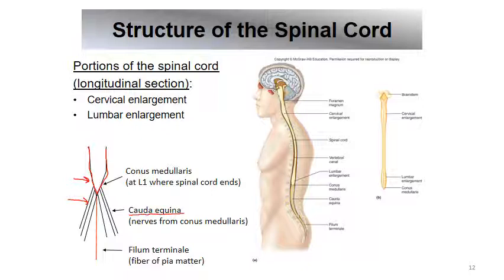Okay, so these nerves then go to the lower limbs. And the filum terminale, this is just pia mater. It's not a nerve, but this is just to connect the spinal cord down to the coccyx so that the spinal cord stays in place. Okay, so know what these different parts are. Conus medullaris, where the spinal cord ends. Cauda equina are just the nerves. Filum terminale is just pia mater.